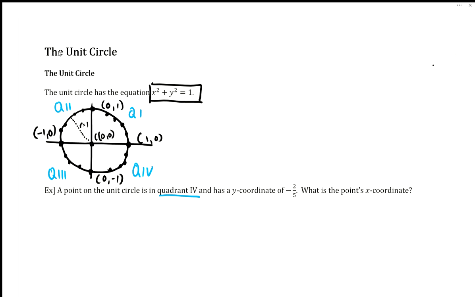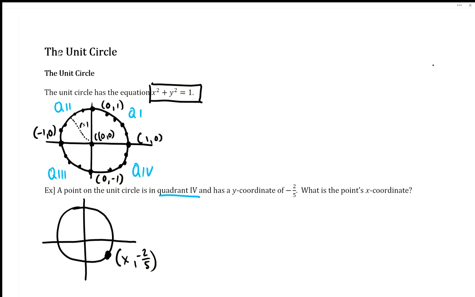All right, so what we're going to do is just draw a quick little picture of our unit circle. So sometimes it's a little tough to draw. That's a circle. All right, but it says it's in quadrant 4 and has a y-coordinate of -2/5. All right, so I'm going to say that's maybe somewhere about there. So we have the x-coordinate, which we don't know. I'm just going to write x, but they do say the y-coordinate is -2/5. Okay, so we have an x-coordinate, and then the y-coordinate is -2/5, and we are in quadrant 4. All right, and then it's asking what is the point's x-coordinate?